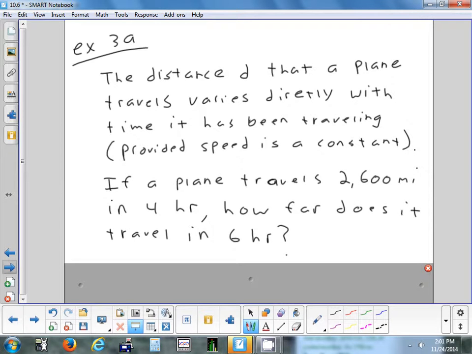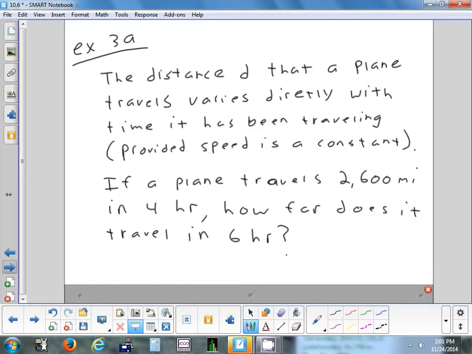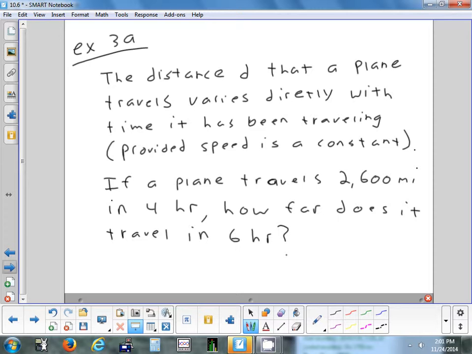All right, so again, the distance d the plane travels varies directly with the time it has been traveling. If a plane travels 2,600 miles in 4 hours, how far does it travel in 6 hours? I want you guys to understand that you can only use a proportion because the problem says varies directly. If you have a situation that's not direct variation, none of what we're learning today applies to it. Everything we do today, though, is direct variation.